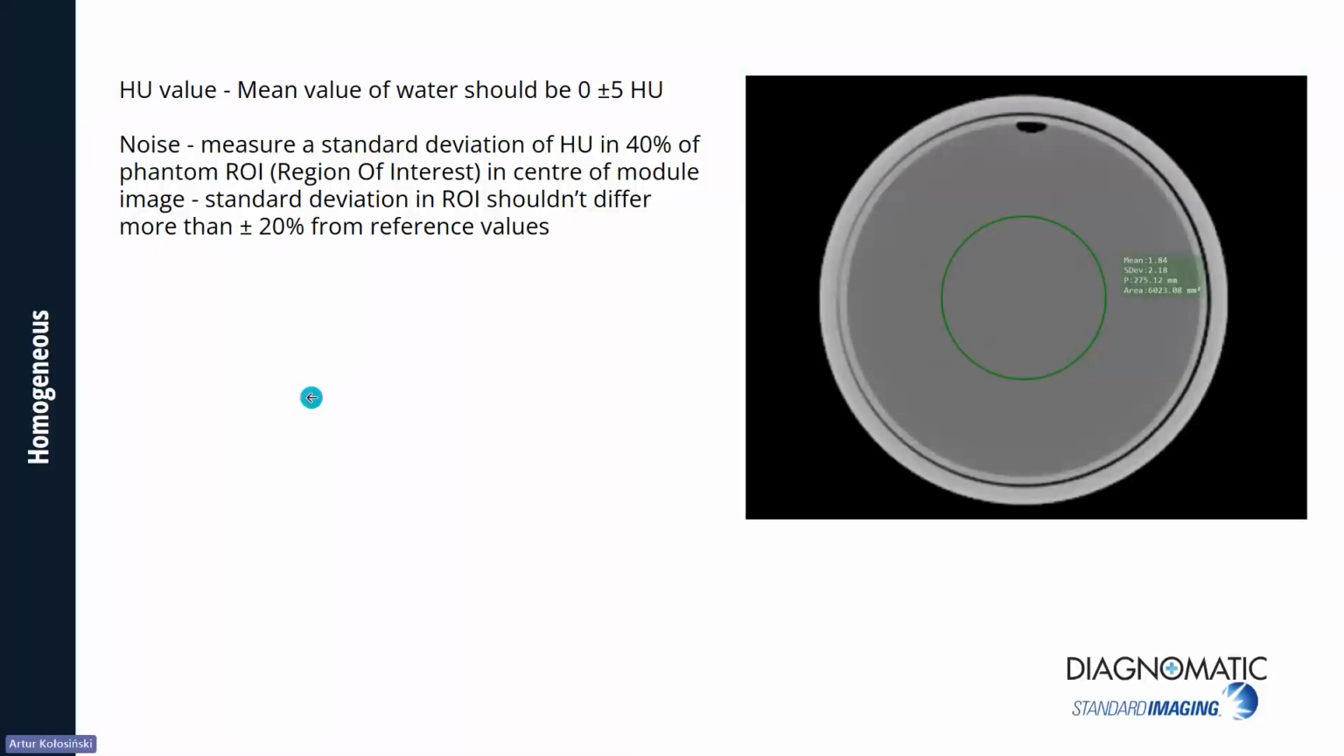Then we have the homogeneous model, which is water filled, with real water. With the homogeneous model, we can measure the HU value; the mean value of water should be 0 plus or minus 5 Hounsfield units. We can also measure the noise. So we measure the standard deviation of Hounsfield units in 40% of the phantom, in an ROI in the center of the model, and the standard deviation in the ROI shouldn't differ more than 20% from the reference values.